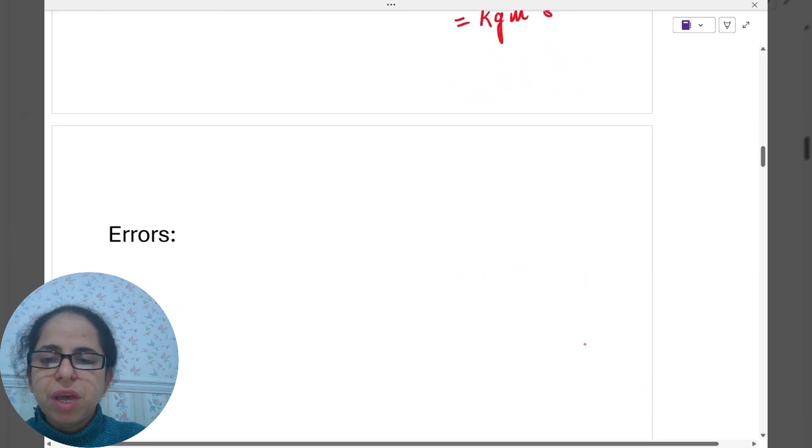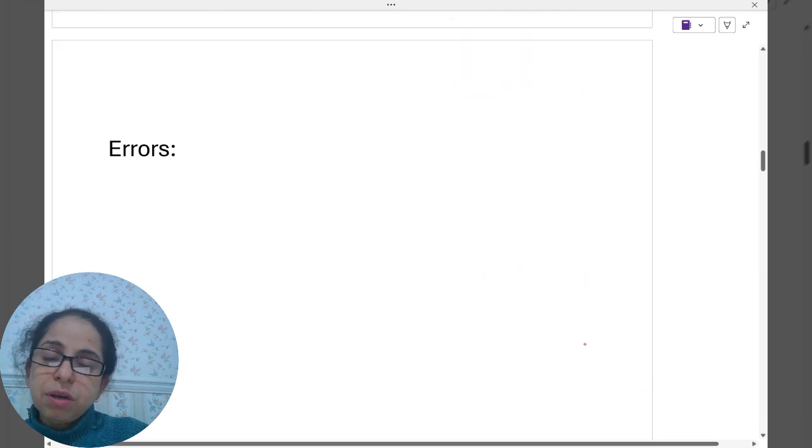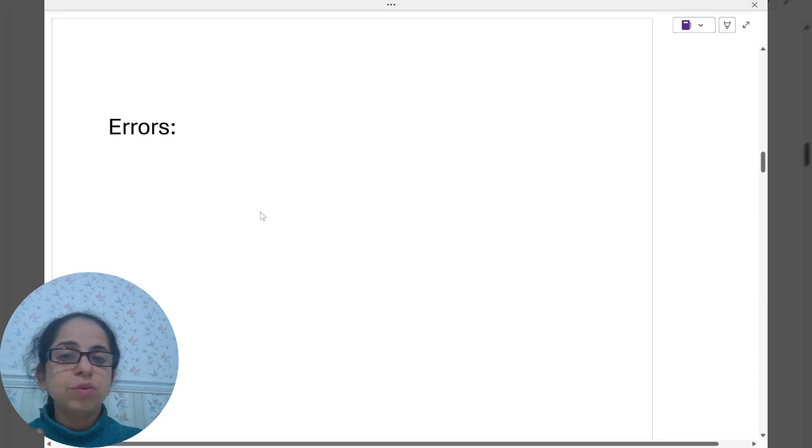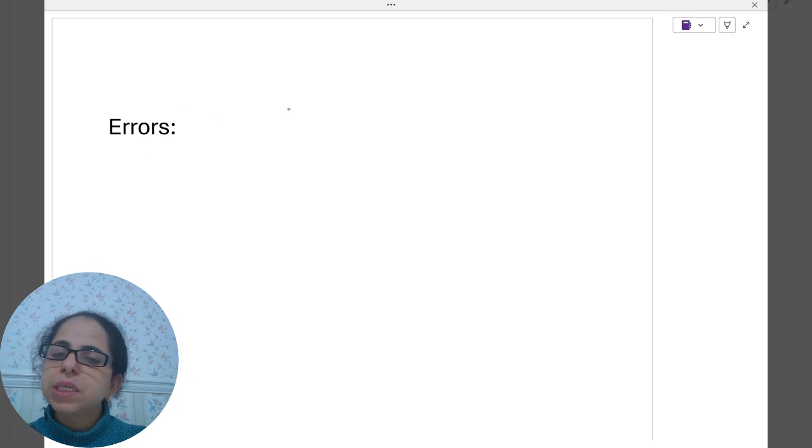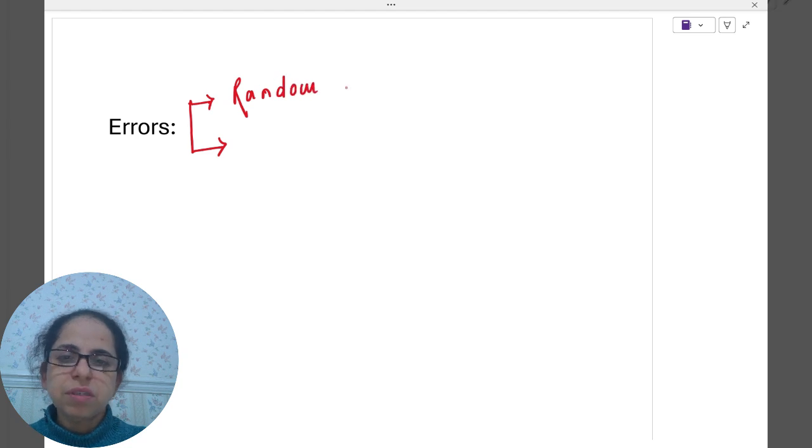Well, let's do the errors. This is the last part I'm doing today, because longer videos mean longer focus, which is difficult. So obviously when you're doing a practical, doing any kind of measurements, there will be chances of errors. Now, in physics, errors are divided into random errors and systematic errors.